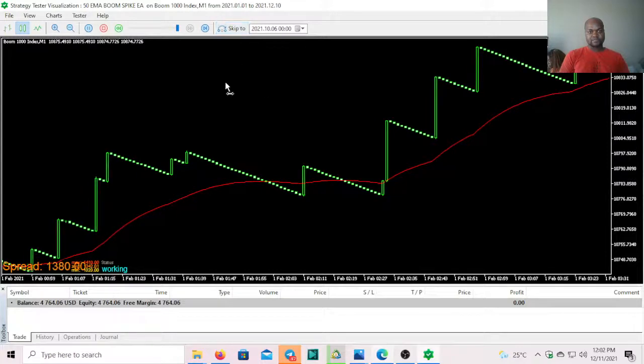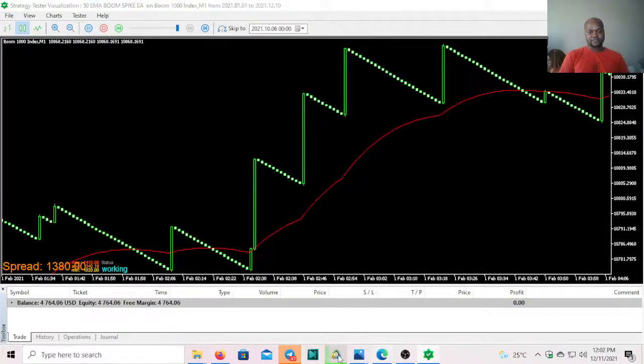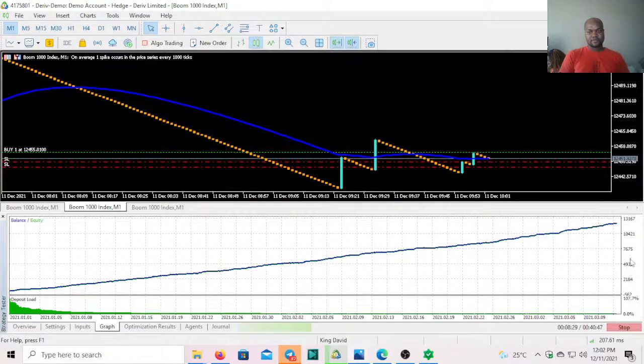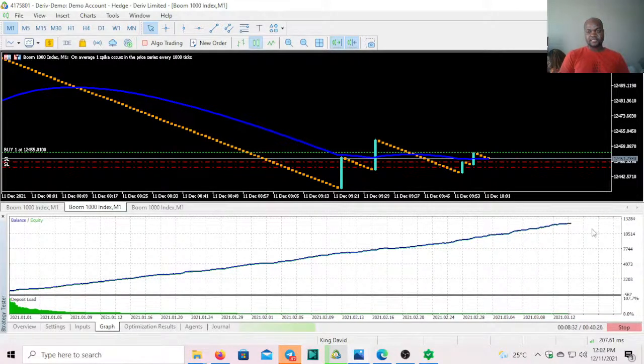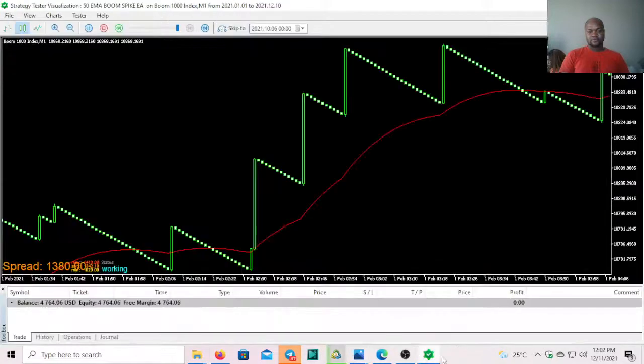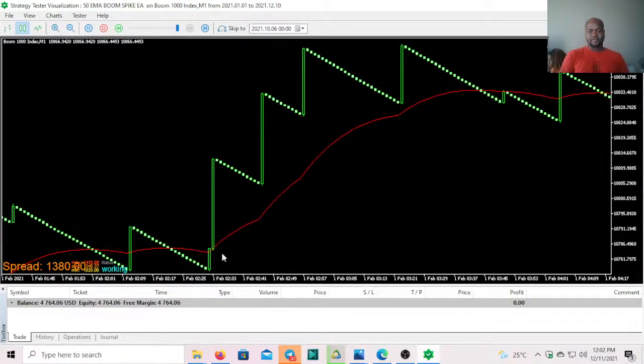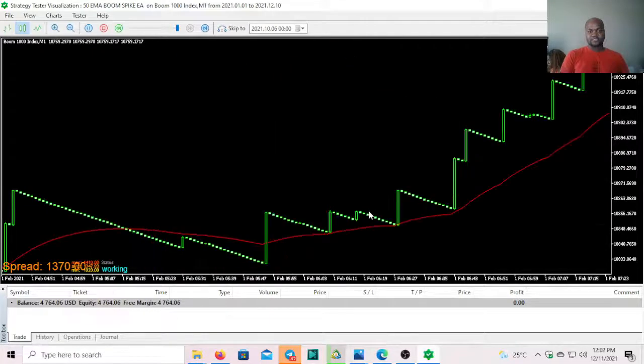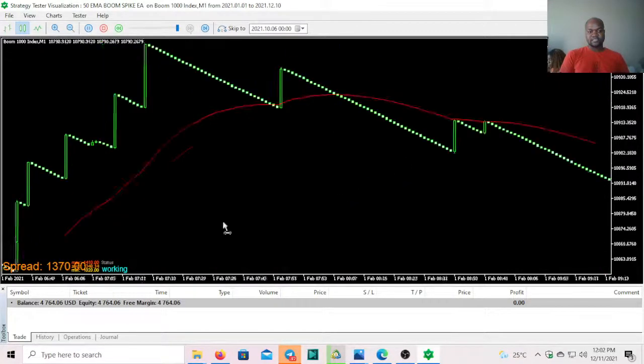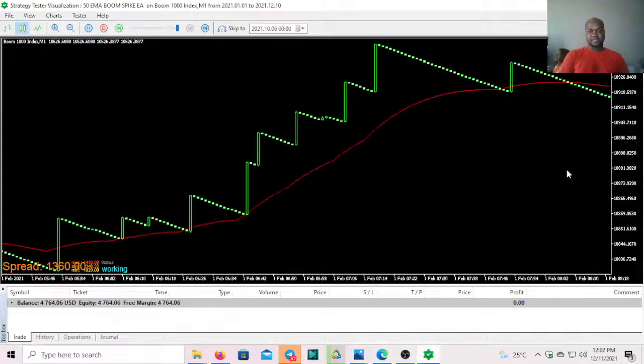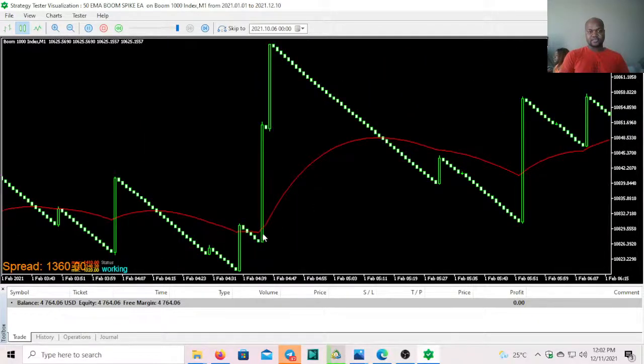Maybe I was supposed to just leave it. Our balance is still going up. So whenever there is a crossing, for example on this point, the bot will open a buy here. It was able to catch this spike and all these spikes. It's a very simple strategy. As you can see here, there was again another crossing. Here there was a crossing, and it was going to be able to catch this spike.